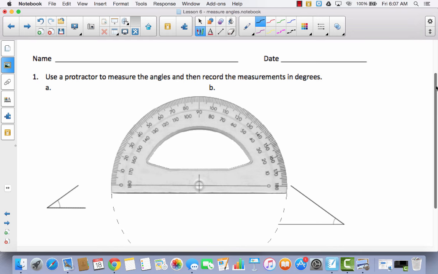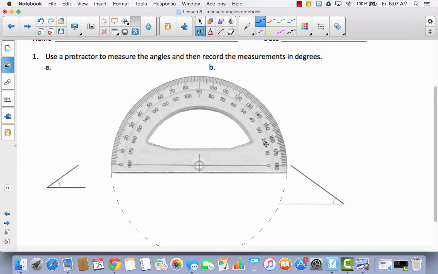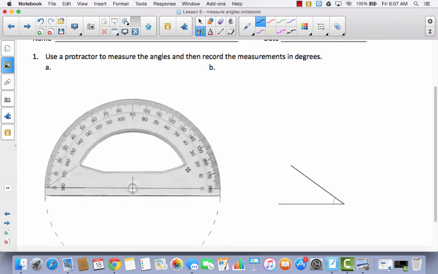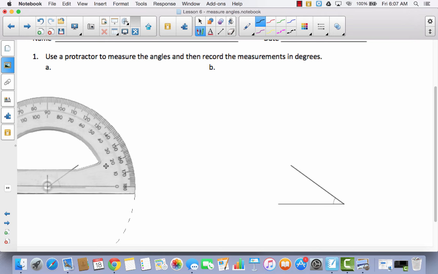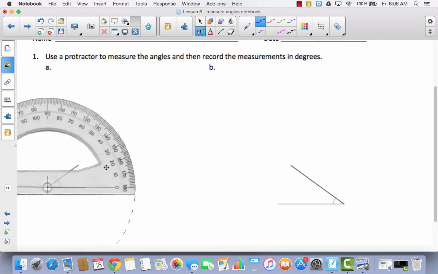The first thing you're going to notice here is that these angles are much smaller. So this is going to make measuring them just a little bit more difficult, because look at what happens whenever I put my protractor on here. You'll notice that this ray does not extend all the way. So it's hard to tell what the measurement is.